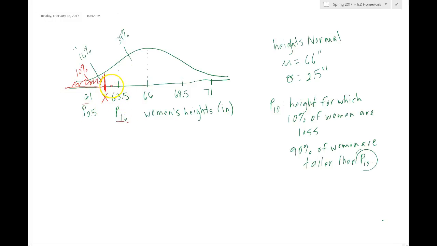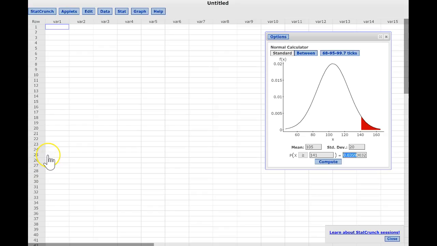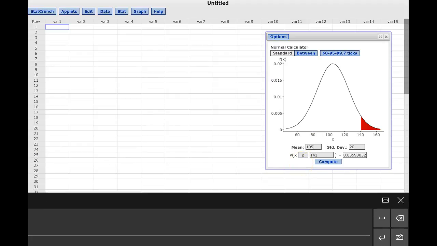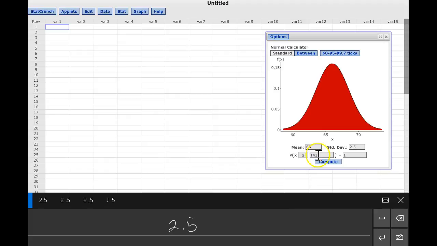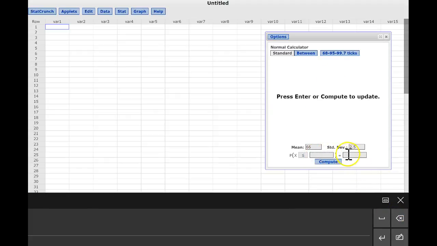Well, now let's use StatCrunch to get it. Going back to StatCrunch, we have to set our mean, which is 66, and our standard deviation was 2.5. It would help if I wrote these things out beforehand. On my drawing, I know that the data was less than, but I didn't know what amount it was, so I'm going to leave that blank.